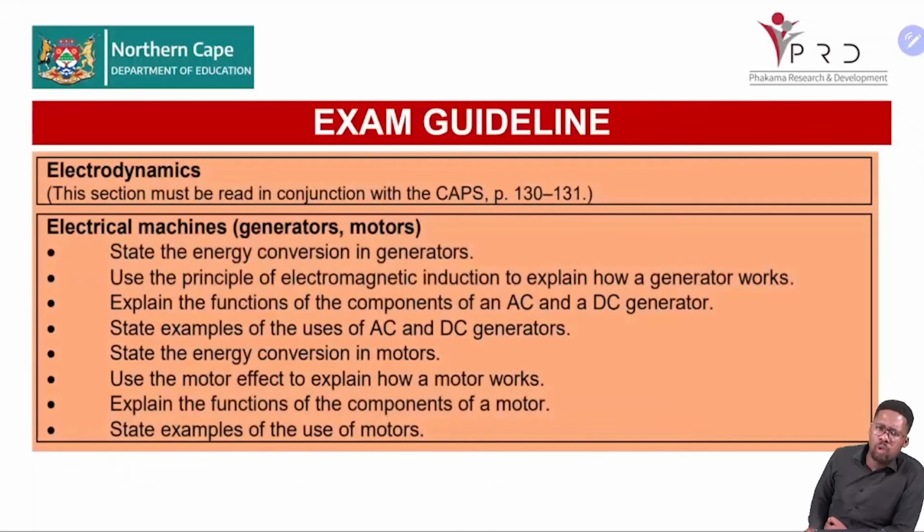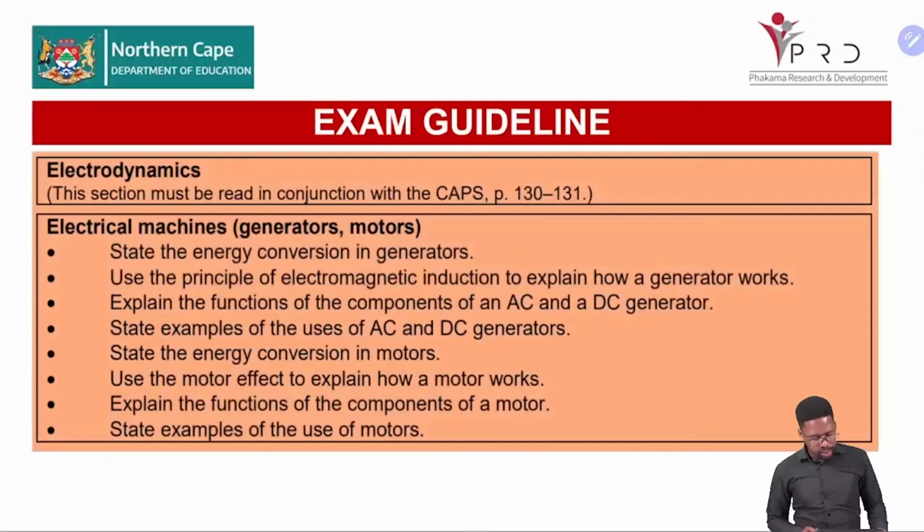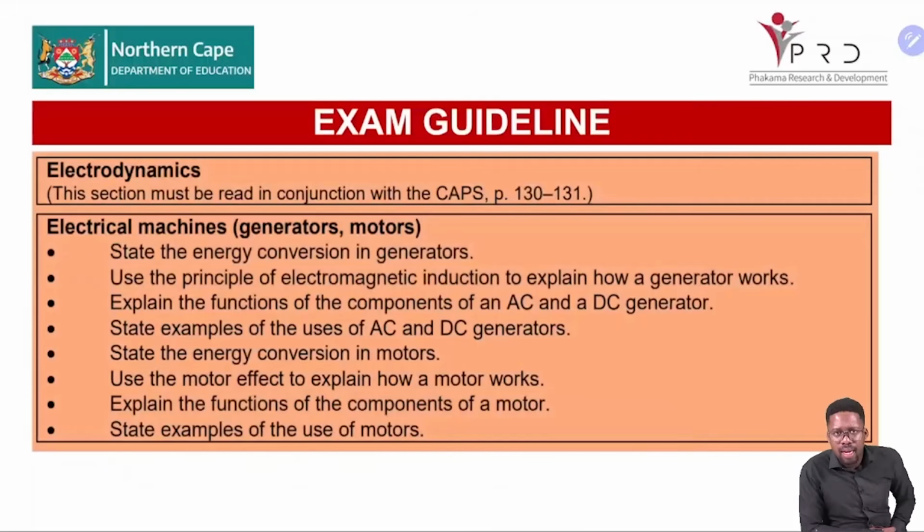Furthermore, it says we must use the principle of electromagnetic induction to explain how a generator works. That's what we're going to deal with. Number three, it says we must be in a position to list and also provide the functions of the components that we find in AC and DC generators. It also states the examples of the uses of AC and DC generators. Then we move to the motor. For the motor, we must state the energy conversion.